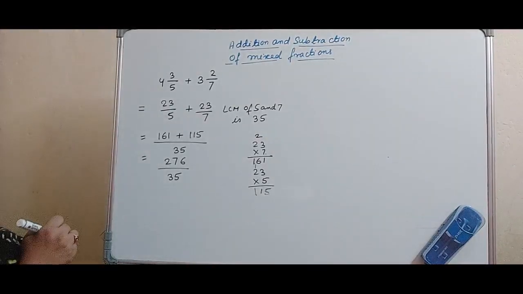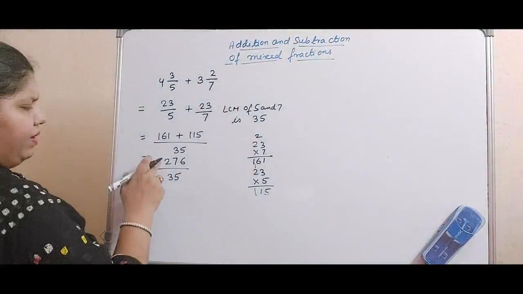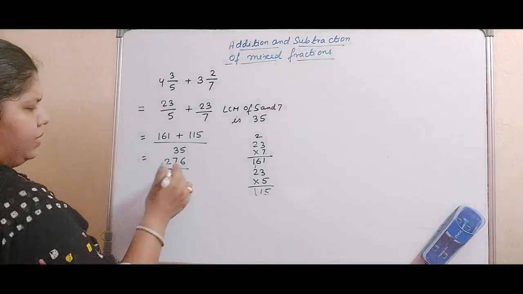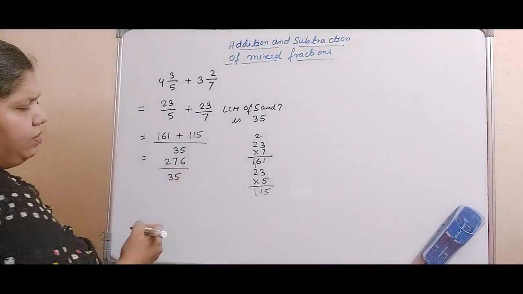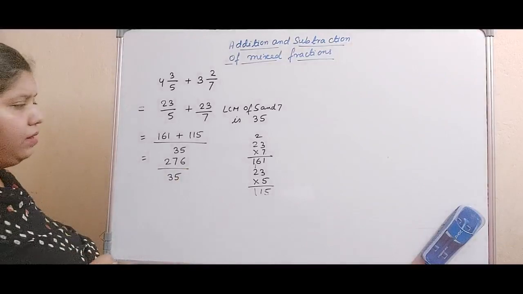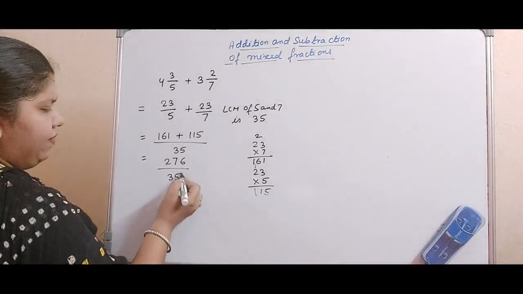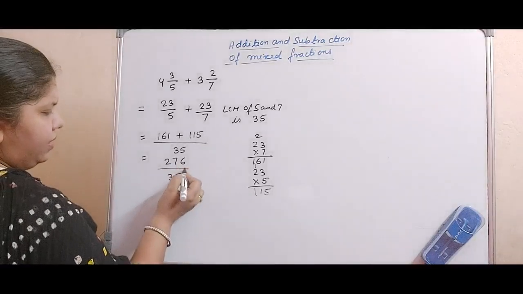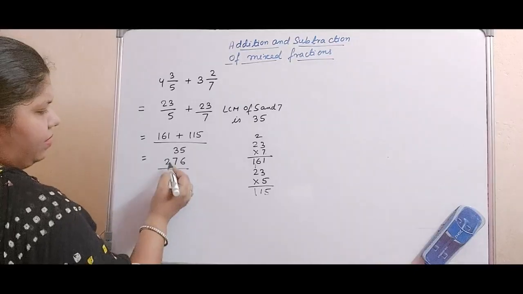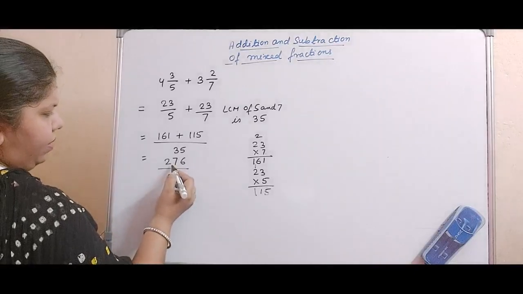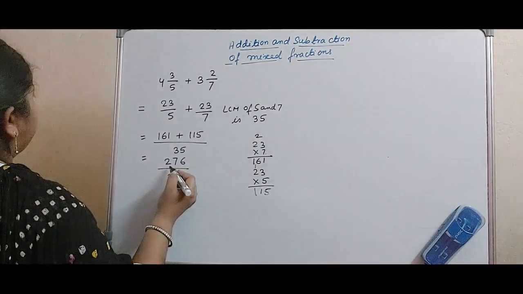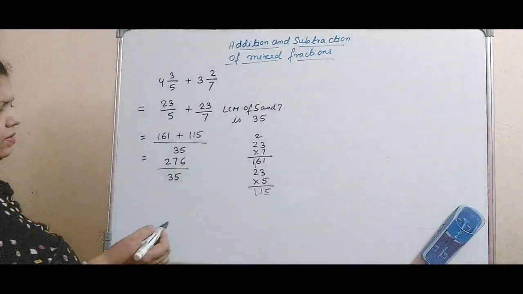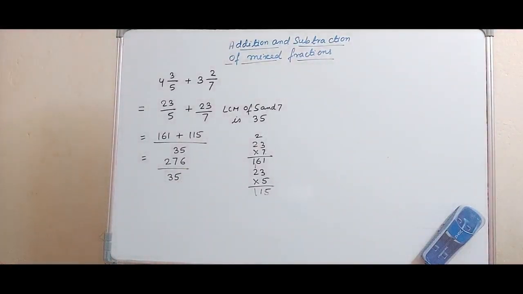Now just check, can we cancel this out? Is there any common factor between these two? That we need to check. See, this 35 is divisible by 7. Just check, is 276 divisible by 7? 7 3s are 21 and 27 minus 21 is 6, 66. No, it is not divisible. So 276 by 35 is what you have got.